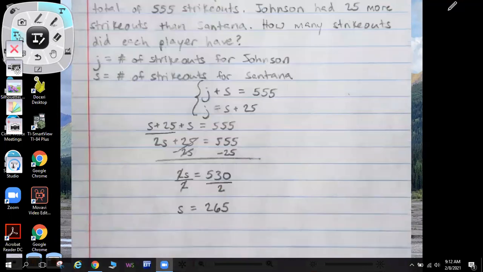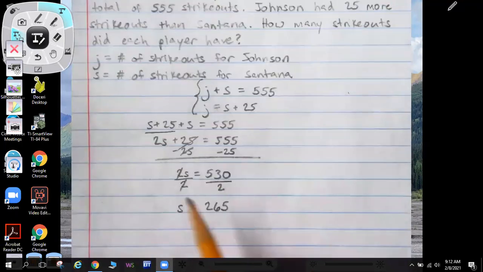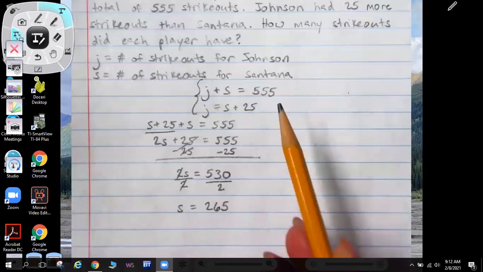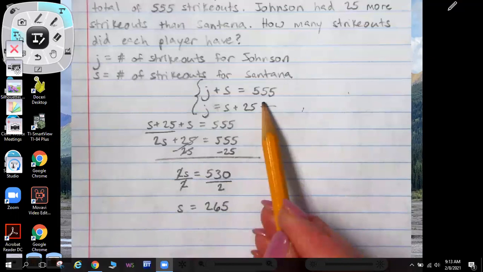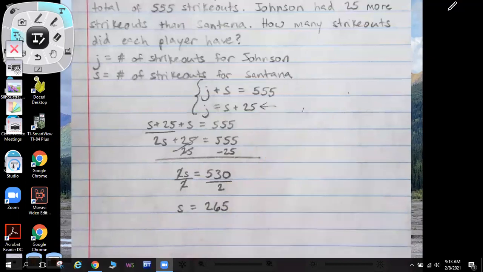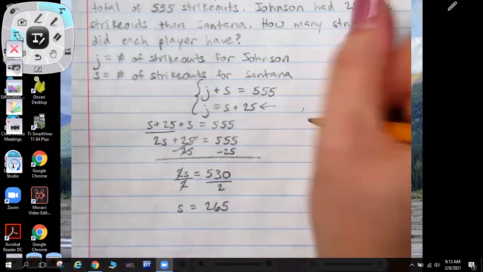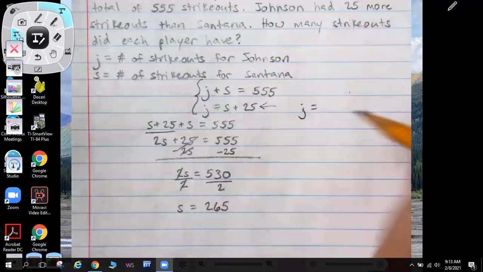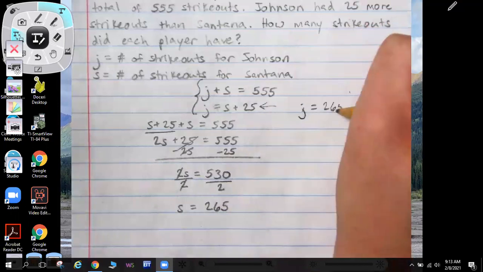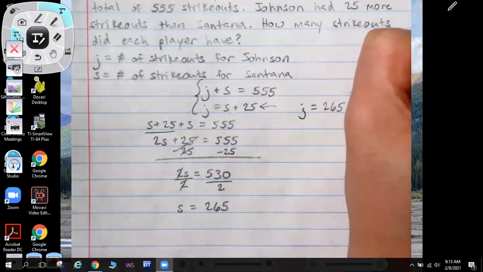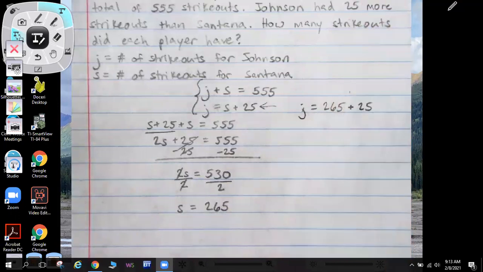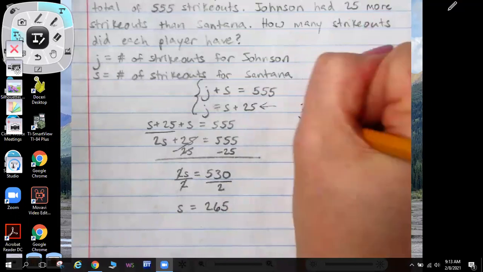Okay, so we have a value for one of our unknown variables. Now we need to find how many strikeouts Johnson had. So we go back up to the second equation in our system. J equals S plus 25. Well, we know S is 265, so J equals 265 plus 25. So J equals 290.